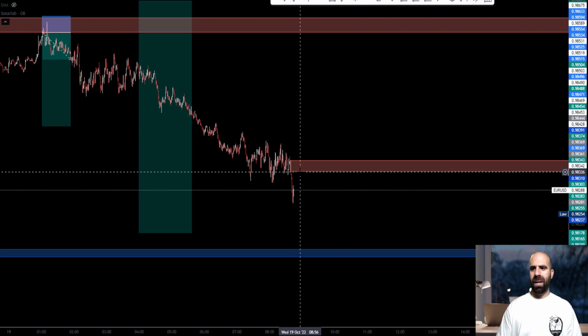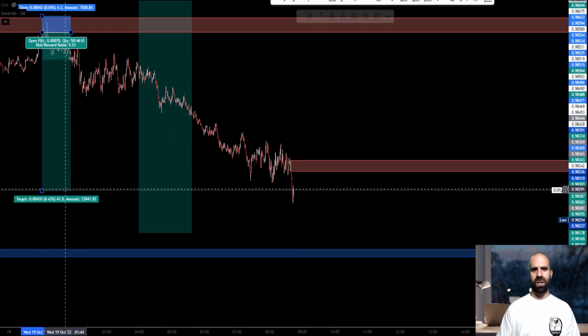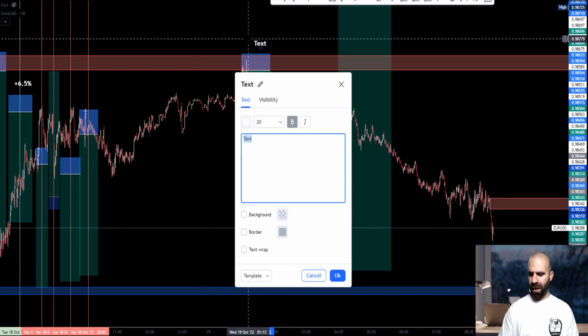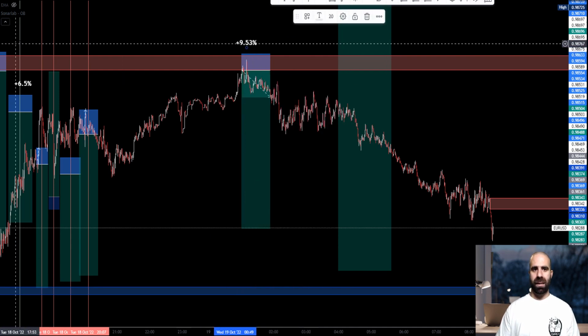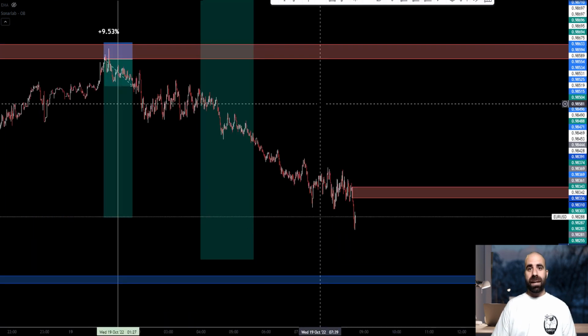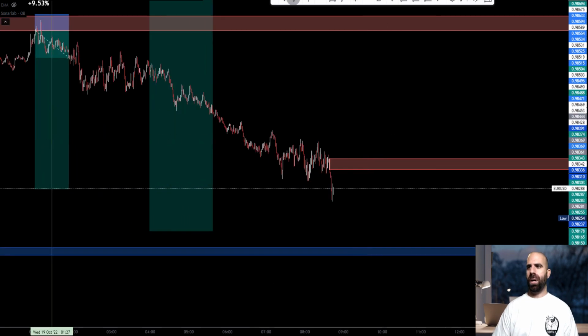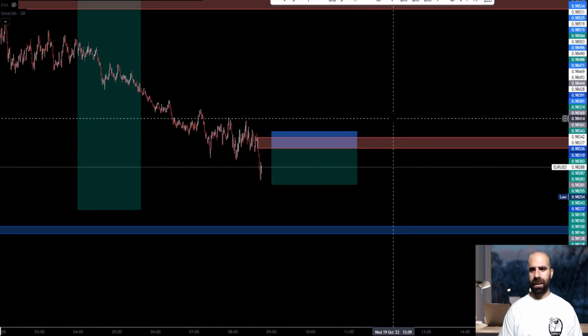Now, because we are going to be adding a new trade down here, when I see the creation of this new order block, I will be closing this trade for a plus 9.53%. So this is a very beautiful win. It does compensate for a lot of losses indeed. And now we are going to be placing another trade right here. We will see what we're going to be targeting.